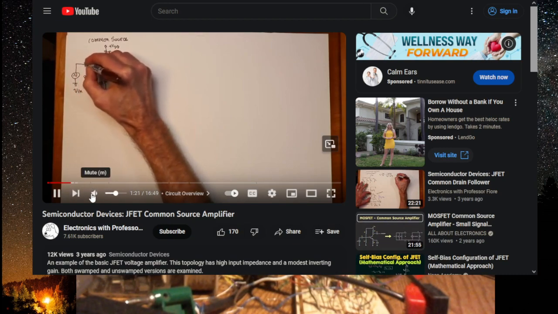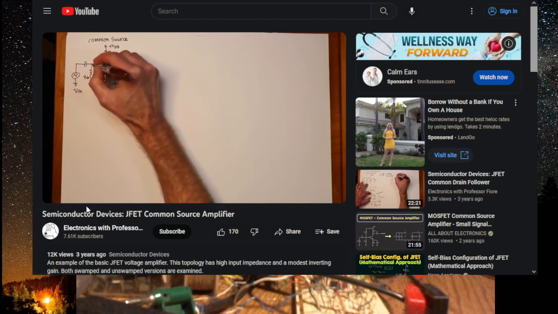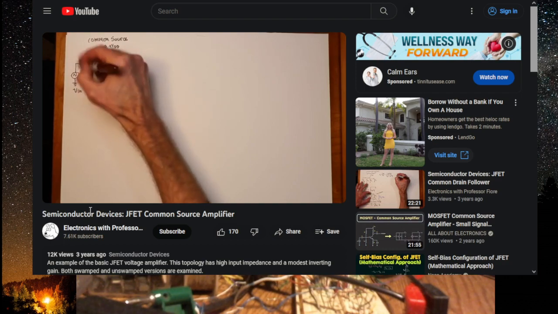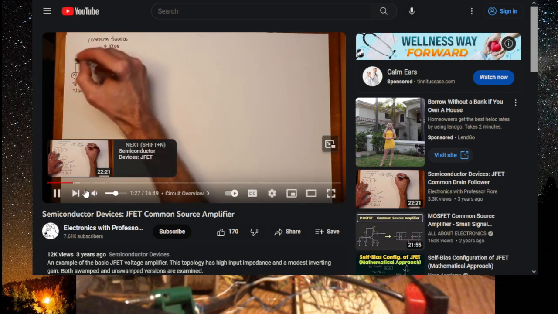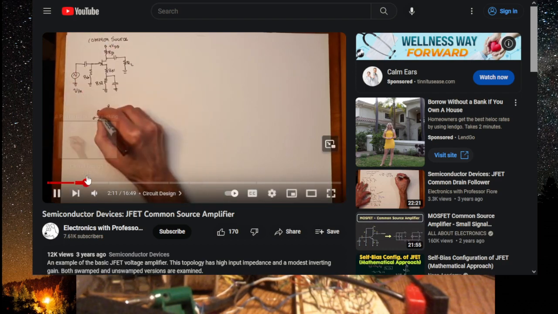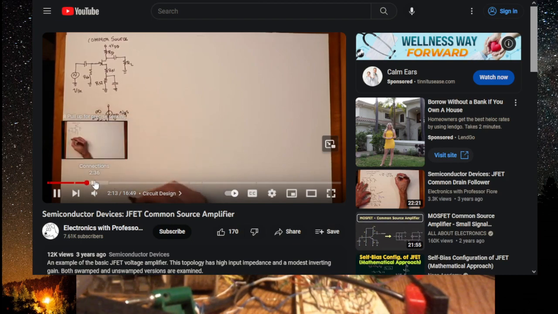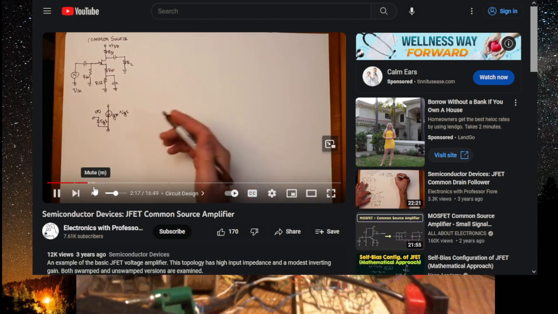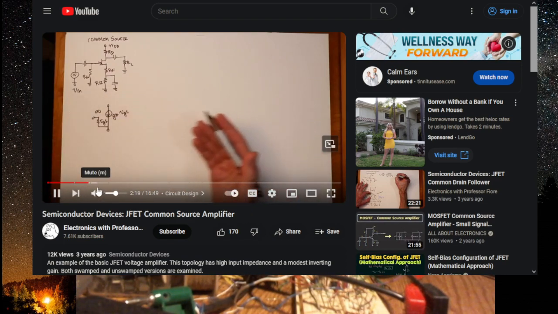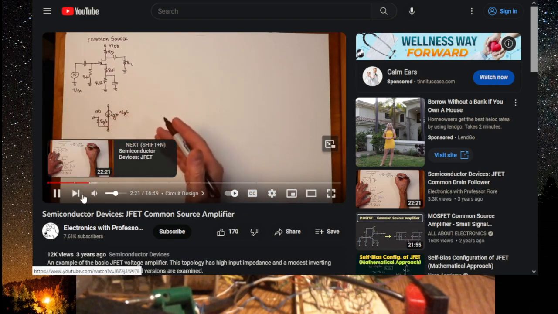We probably don't need a cap because the gate is virtually at ground, but I don't necessarily know what's going on with this circuit, so at least at low frequencies, that's infinity. It's not really infinity, it's a really, really big value, but at least at low frequencies we can approximate it, compared to other resistances in the circuit, as infinity. Okay? All right, now let's connect everything else up.